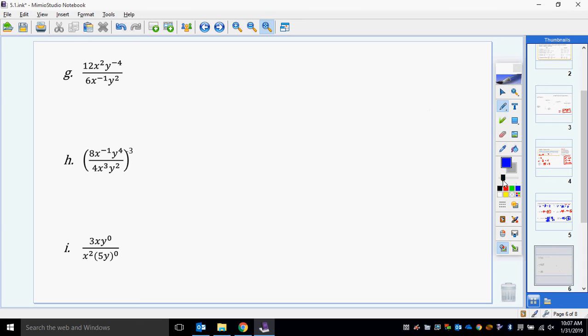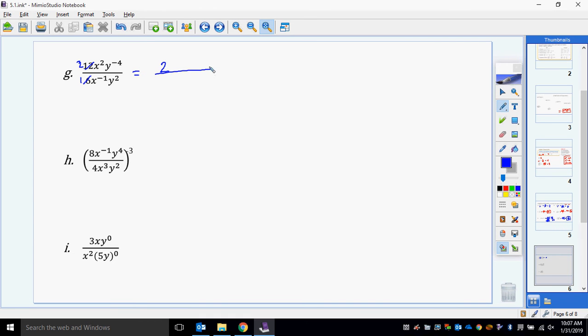Okay, I have 3 more that I want to do. 12x squared y to the negative 4 over 6x to the negative 1 y squared. These are problems that you're going to see on WebAssign. So what I would suggest doing is simplifying your fractions first. 12 over 6 could simplify to 2 over 1.